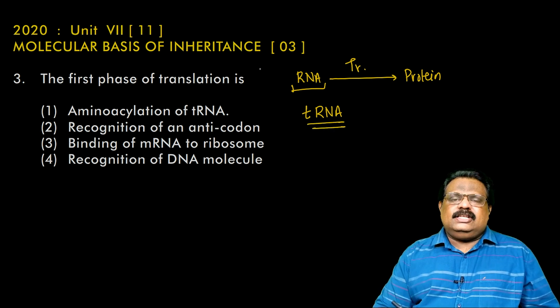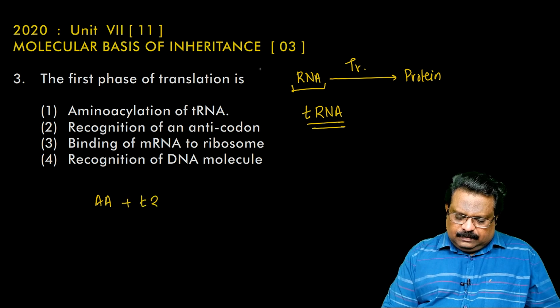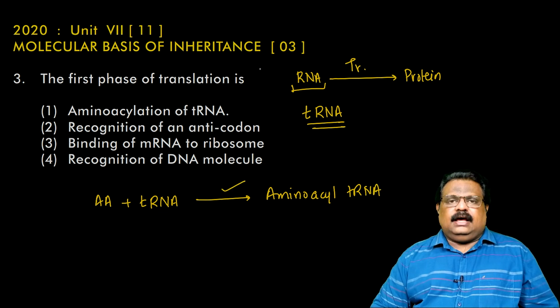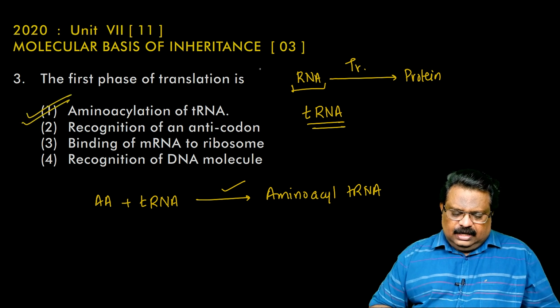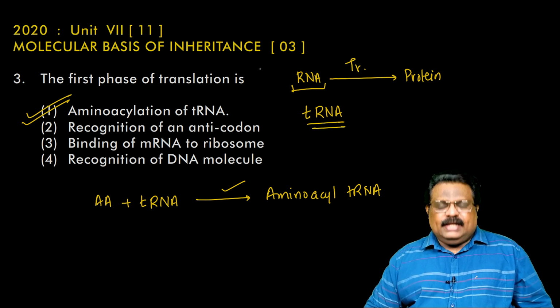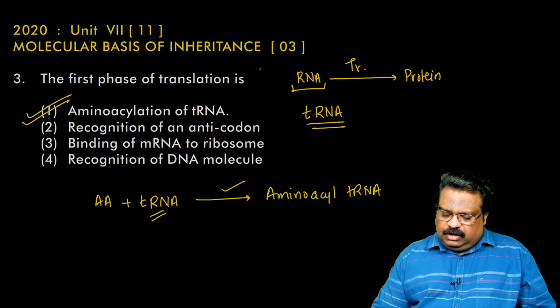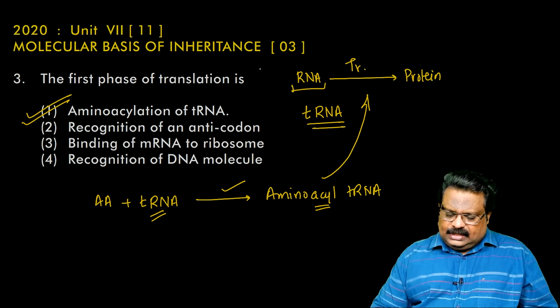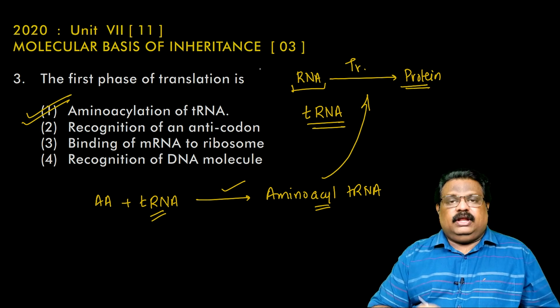So at first we have to attach the amino acid with the tRNA, producing aminoacyl tRNA. Producing aminoacyl tRNA is called aminoacylation, and that is the first step. So aminoacylation of tRNA is the first phase of translation. What is aminoacylation? The attachment of activated amino acid with the carrier molecule called tRNA, producing what? Aminoacyl tRNA. This aminoacyl tRNA will be transported towards the site of translation, and the amino acids are then released, and these amino acids are attached according to the mRNA codons, producing what? A protein of a particular function.